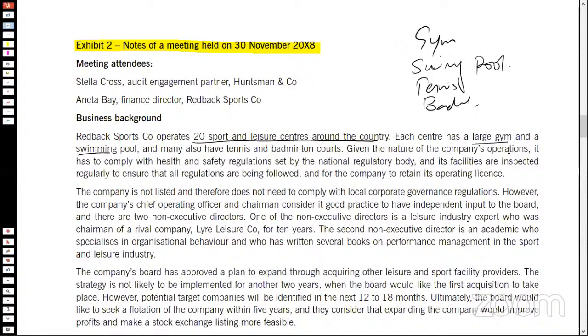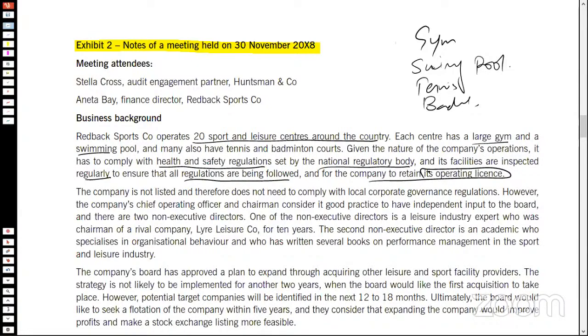Given the nature of the company's operations, it has to comply with the health and safety regulations set by the national regulatory body, and its facilities are inspected regularly to ensure that all regulations are being followed and for the company to retain its operating license.